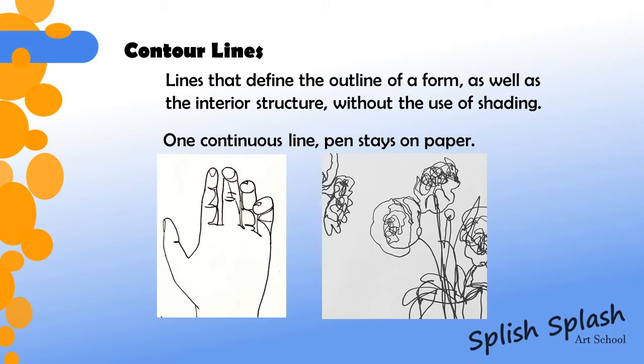Contour lines are one continuous line and your pen stays on the paper. So if you see in the hand drawing, they put their pen down on one section and made one continuous line around the outline, including those interior lines where the knuckles are of the fingers. And in the second picture, you can notice that there are no breaks in the line except for where you have the one set of flowers on one side of the paper and then the other one. But in each of those little sketches, the pencil does not come off of the paper.